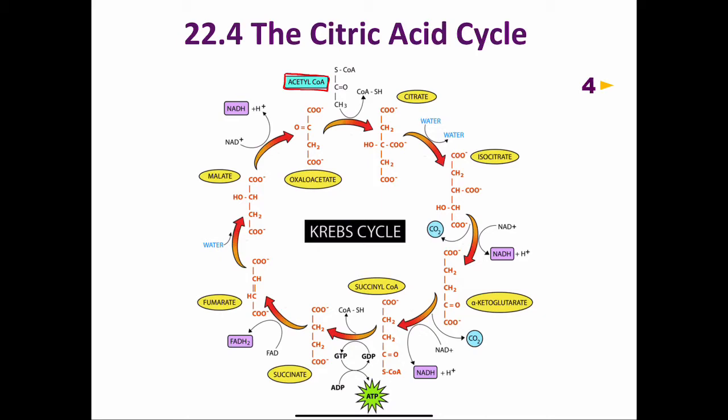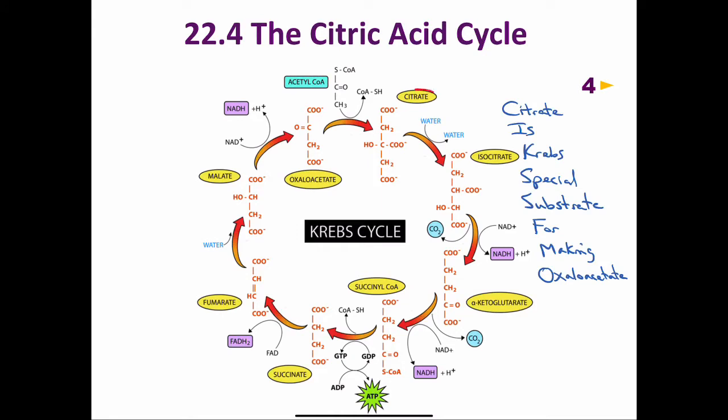And there's a mnemonic that I like to use to help me memorize all of the intermediates, which are highlighted in yellow, and that mnemonic is: citrate is Krebs' special substrate for making oxaloacetate. So citrate starts with the letter C, then isocitrate, then we have alpha ketoglutarate, then succinyl coenzyme A, then succinate, fumarate, malate, and oxaloacetate. Again, it's citrate is Krebs' special substrate for making oxaloacetate.